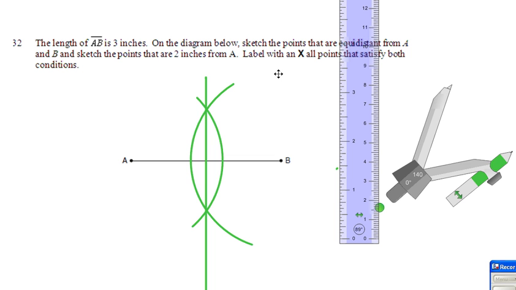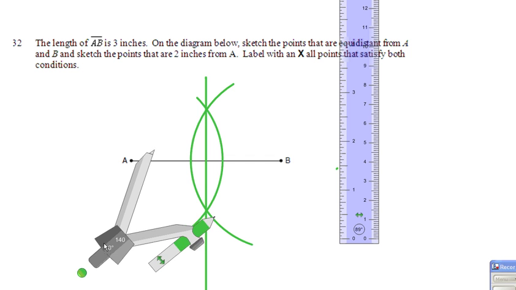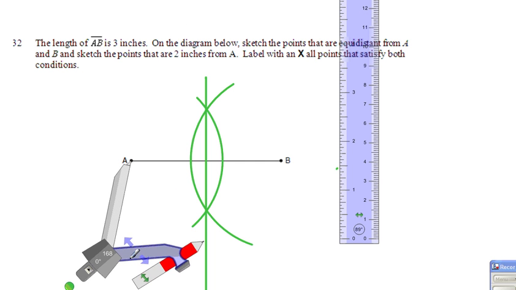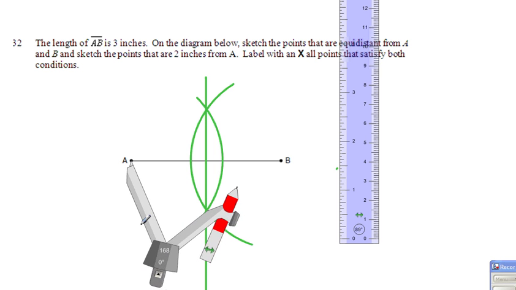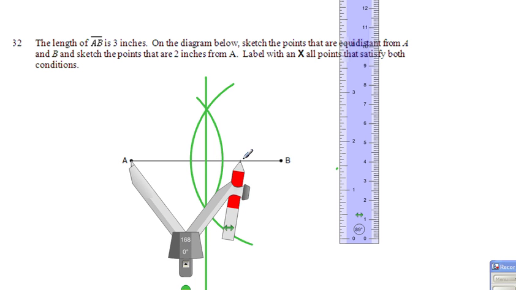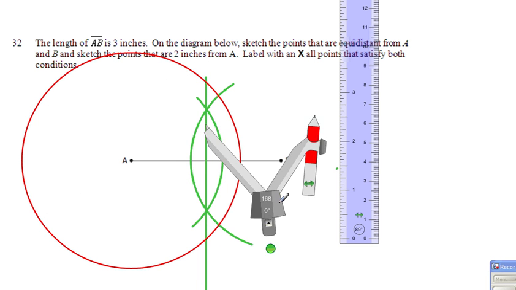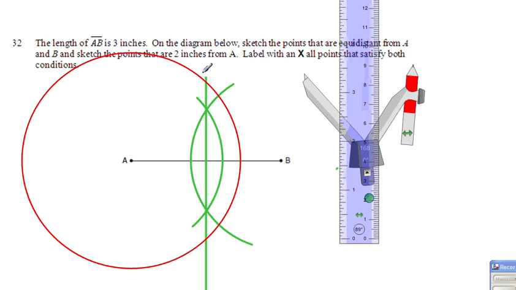Alright, so we have to do the second part, which is the 2 units away from A. That means if I have to bring it over here, and then we use another color. Since this is 1.5, it should be bigger than that. And then when you draw the circle, we realize that point x will satisfy both conditions, so it will be x right here, and then x right over here. Those are two of our answers.